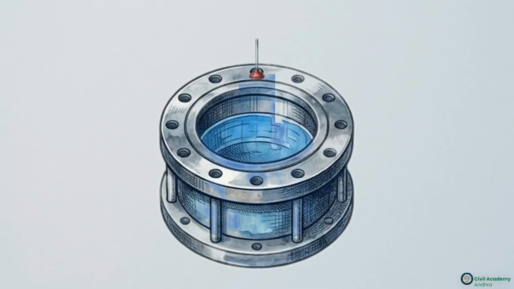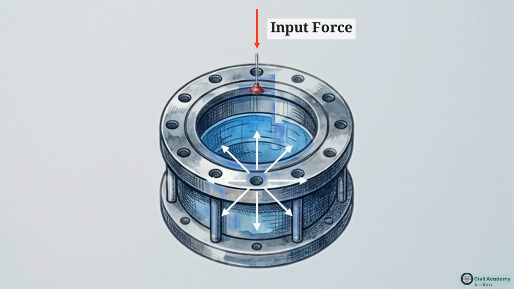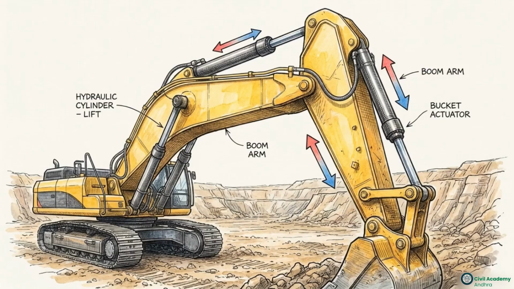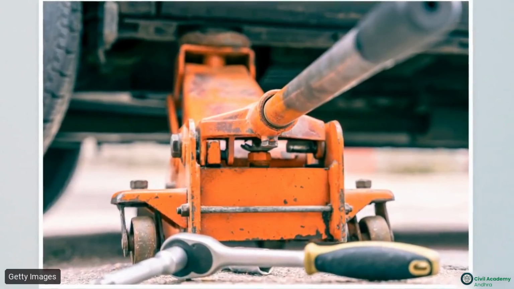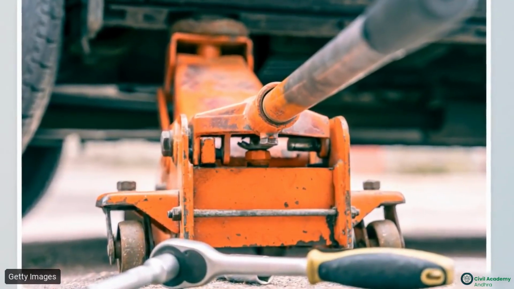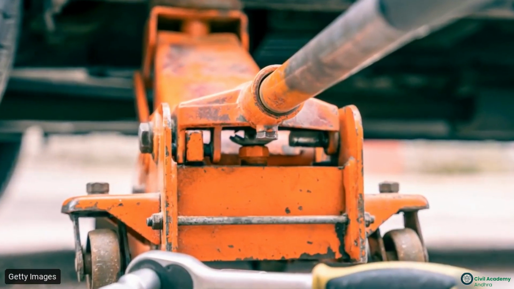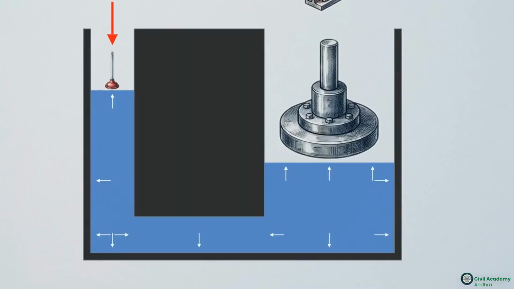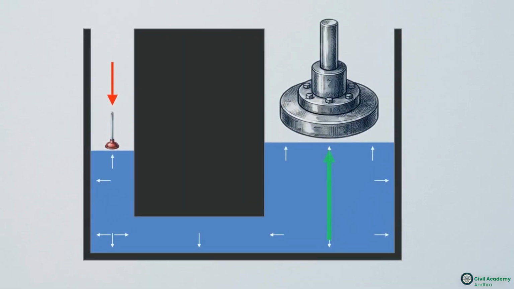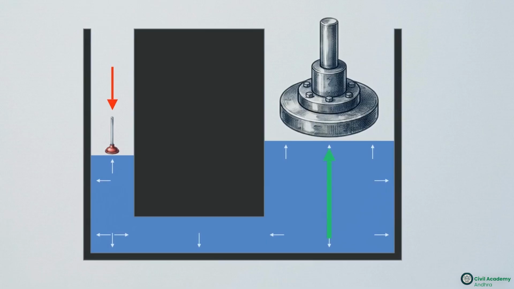According to Pascal's law, if you apply pressure to an enclosed static fluid, that pressure is transmitted equally and undiminished in every possible direction. This principle dictates how we design heavy machinery. Inside a hydraulic jack like this one, a small downward push on a narrow piston creates uniform pressure in the trapped oil. Because that exact same pressure pushes upward against a much wider base, the output force is multiplied, allowing a single person to lift a vehicle.